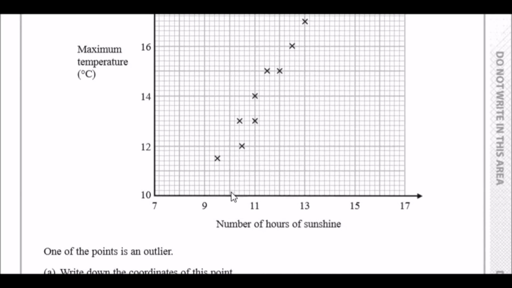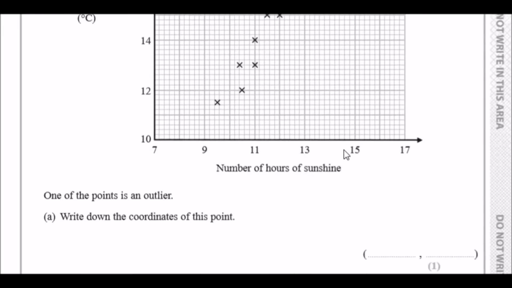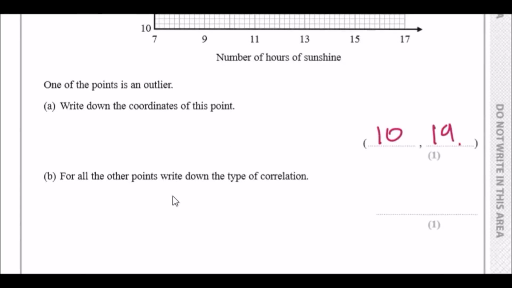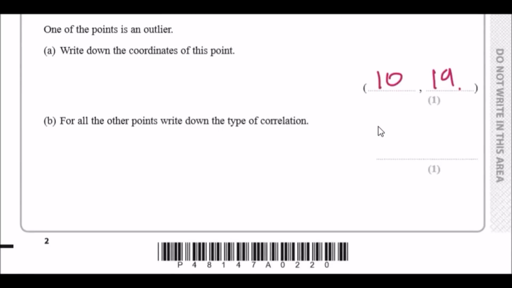So this looks like it's going bang in the middle between 9 and 11. So it's 10 across and 19 up. So the answer should be 10 and 19. Okay. Now for all the points, write down the type of correlation. Well, this is 100% positive because everything's increasing together. So that's what you just write, positive.